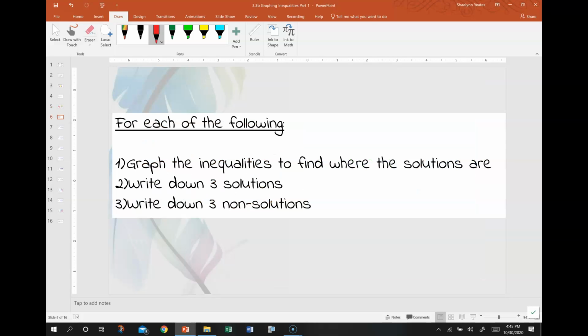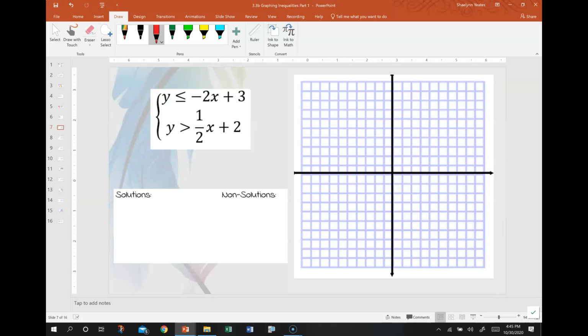All right, so for each of the following, first you're going to graph the inequalities to find where the solutions are. Write down 3 points that work and 3 points that don't work. Okay, that's your goal. So right here, we're going to start with negative 2x plus 3. That means I'm going to start at plus 3. So I'm going to go up 1, 2, 3.